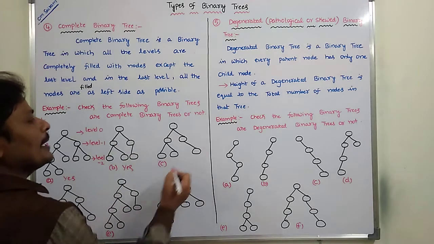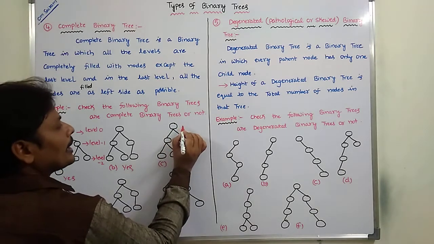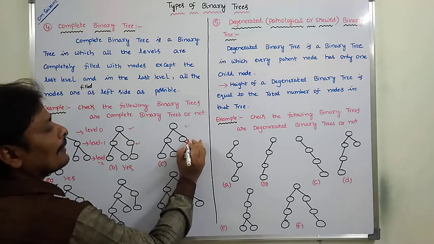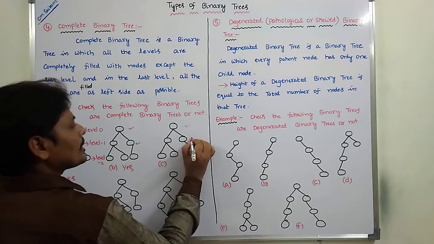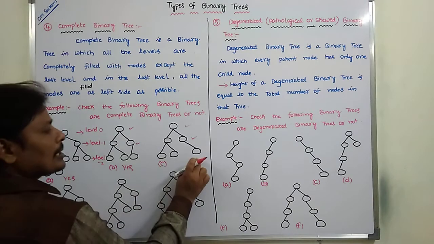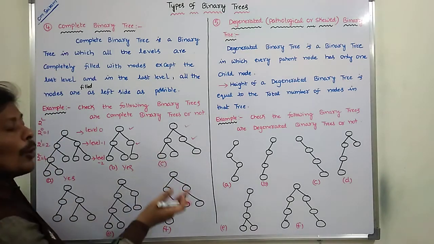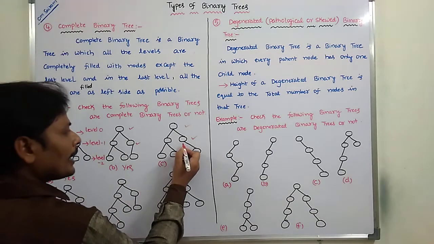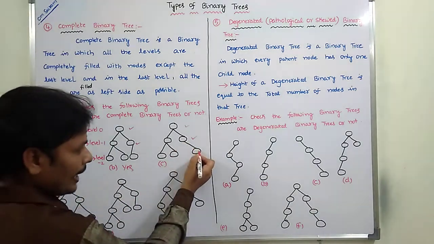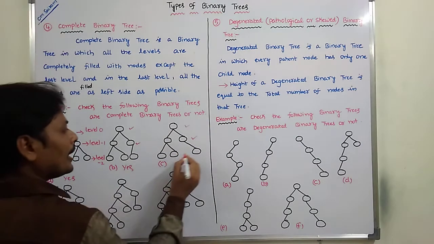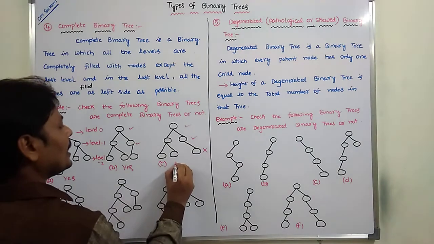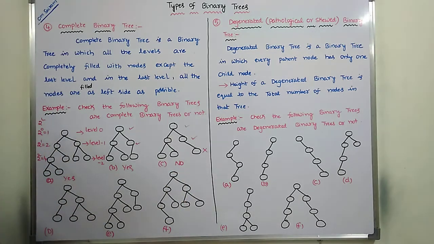Next, go for this one. In level 0, it is filled with one node. Yes, it is satisfied. Next, in level 1, it is filled with two nodes. This is the last level. In the last level, the nodes are filled as far left as possible. Here, left is not there, but right is filled. According to that, the condition fails in the last level, so it is not a complete binary tree.